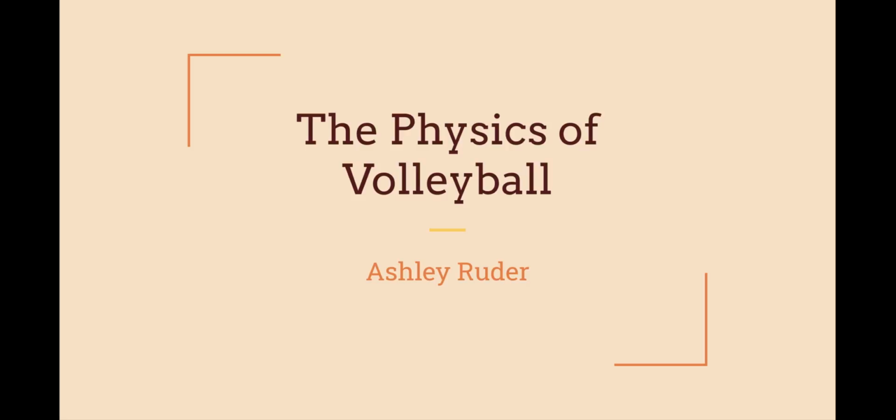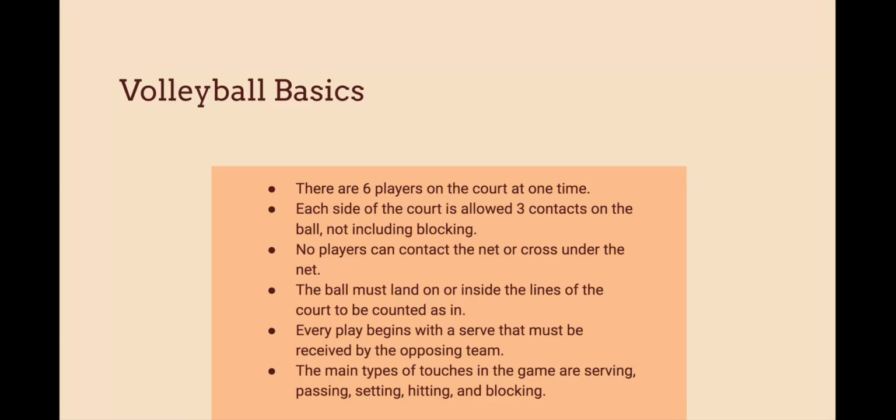Okay, so here's my project about the physics of volleyball. So the basics of volleyball are that there are 6 players on each side of the court at one time. Each side of the court is allowed 3 contacts on the ball, not including blocking, and no players can contact the net or cross under the net.